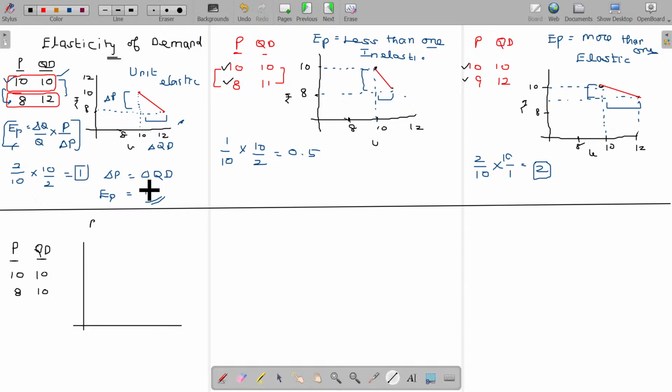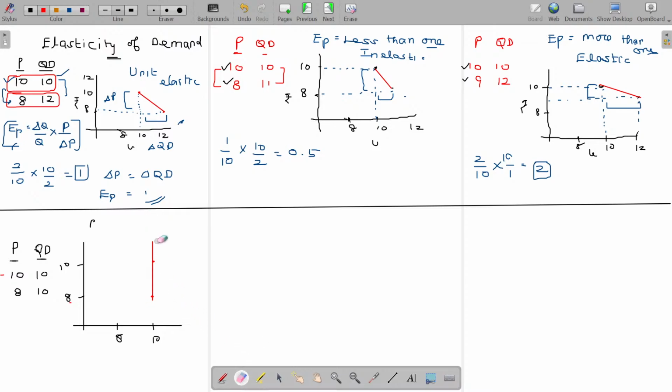Now, I will plot here. The values being 8, 10. When the price is 10, the quantity demanded is also 10. The price decreases to 8, but the quantity demanded is still 10. If I connect these two dots, you will get what? A straight, vertical line.